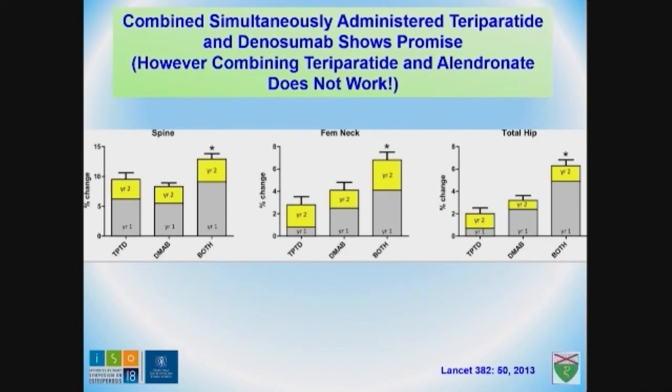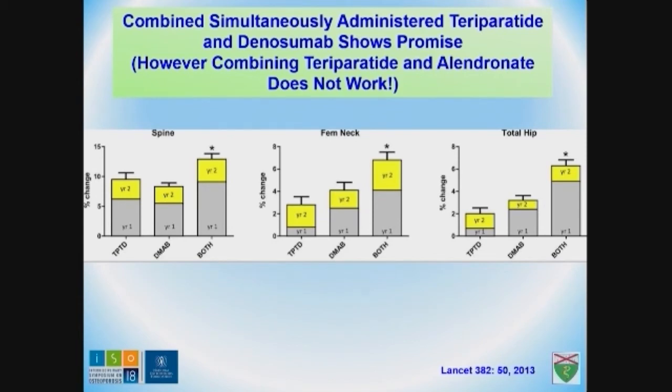And although I'm not sure we're ever going to get to it, it looks like simultaneously administering teriparatide with denosumab results in a better increase in bone mass than either one alone. So here's teriparatide year 1, year 2. These are the percent increases in bone mass. You can see, again, it tapers off in year 2. But when you add the two together, at all these sites, they outperform each other.